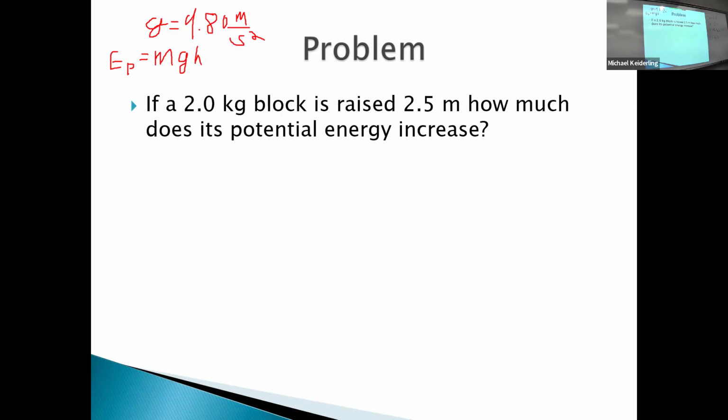So here, if you have a 2 kilogram block and you raise it 2.5 meters, by how much does its potential energy increase? So remember, g is 9.80 meters per second squared, and potential energy is mgh. Mass times g times height.